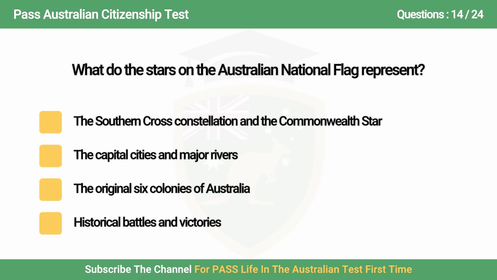What do the stars on the Australian national flag represent? A. The Southern Cross constellation and the Commonwealth Star. B. The capital and major rivers. C. The original six colonies of Australia. D. Historical battles and victories.